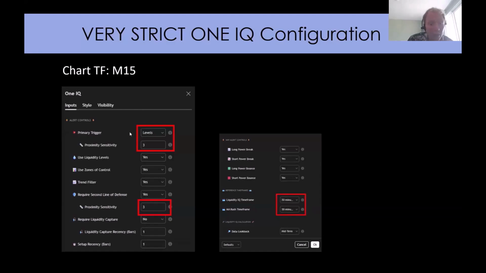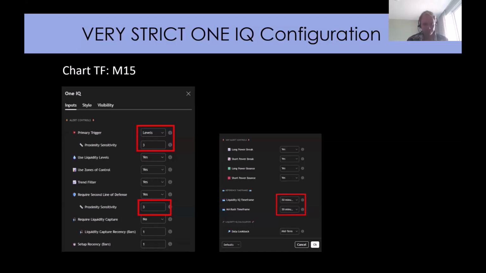I also want price to be fairly close to this technical level, so at most 3 ATRs away. And I also require that my second line of defense, in this case the zone of control of Volume IQ, cannot be further away than 3 ATRs as well. This is very strict. This does not happen very often, but I personally think that this will give you more quality setups. At least to me, when I traded, it has been working out quite nicely.